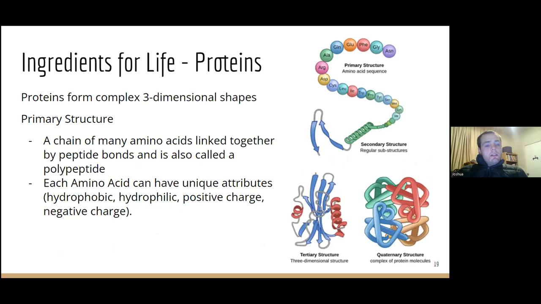So proteins form complex three-dimensional shapes. They break it down into four stages: the primary structure, secondary structure, tertiary structure, and the quaternary structure. The first structure is effectively just a chain of many amino acids linked together by peptide bonds, and that's called the polypeptide. Each amino acid can have a unique attribute. So along the chain, each amino acid can be hydrophobic or hydrophilic, which is whether they're attracted to or opposed to water. They can be positively or negatively charged, so they can have some characteristics.